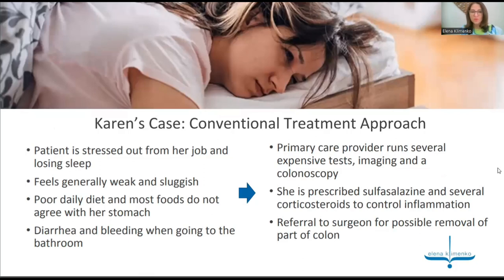So she went to her primary care doctor, like many patients do, and she reports that she has a lot of stress from her job, and because of that, she's losing sleep. Here you go. This is the repair factor that is missing in her life right now. She feels generally weak and sluggish. She's nutritionally depleted. She has all this diarrhea, losing a lot of nutrients, not absorbing even the best clean diet. Poor daily diet, and most foods do not agree with her stomach. So here again, we suspect this food sensitivity. She has diarrhea and bleeding when she goes to the bathroom.